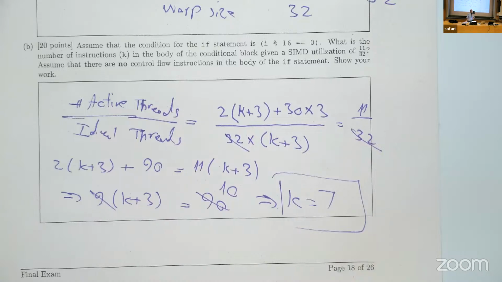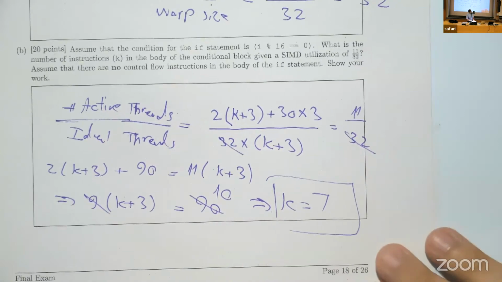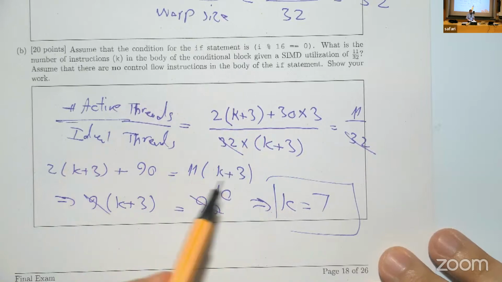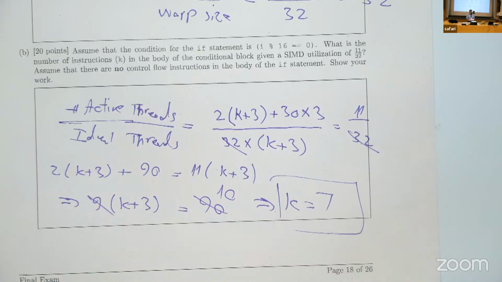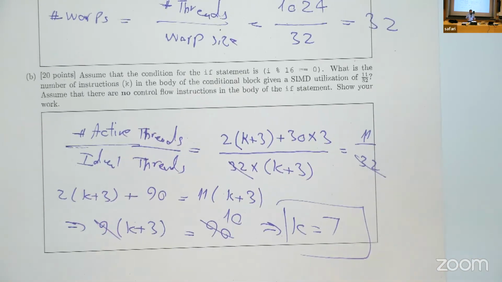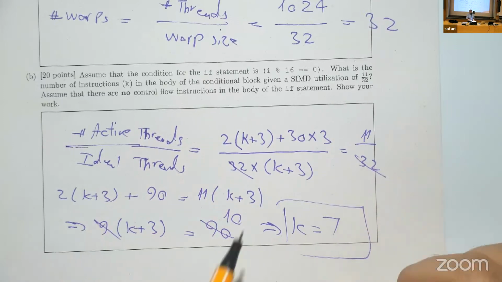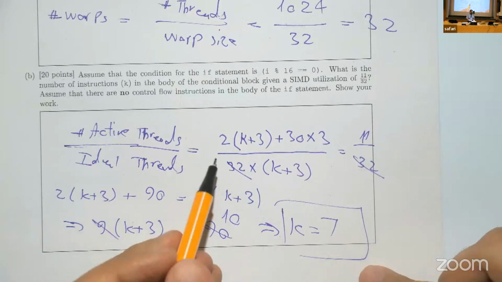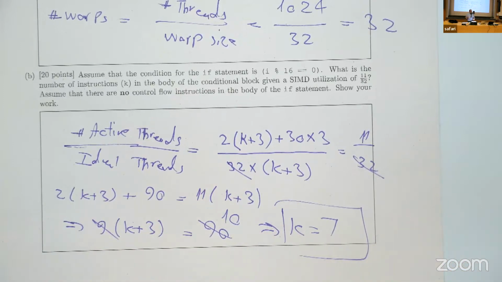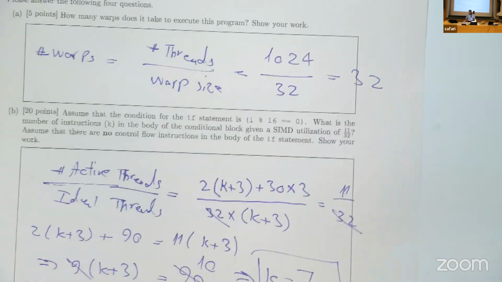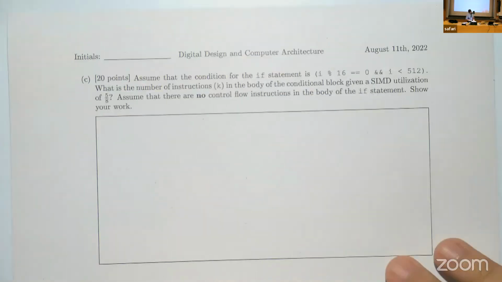Is it clear? The key point is to come up with this equation, which is not hard, because because of this if statement all warps are the same. The only difference is intra-warp: some threads take the branch and others don't. So you can write the equation only for one warp, because all warps are the same. We will repeat this again in the next one also.